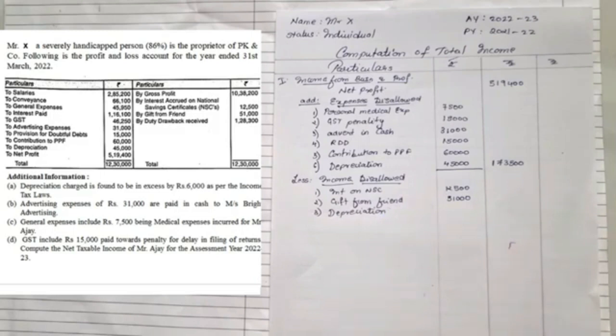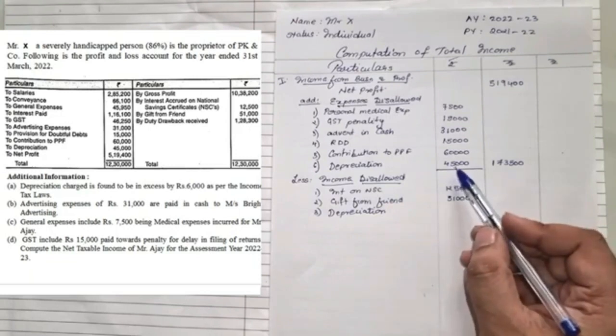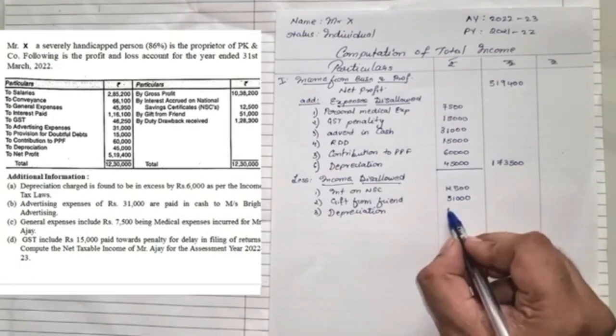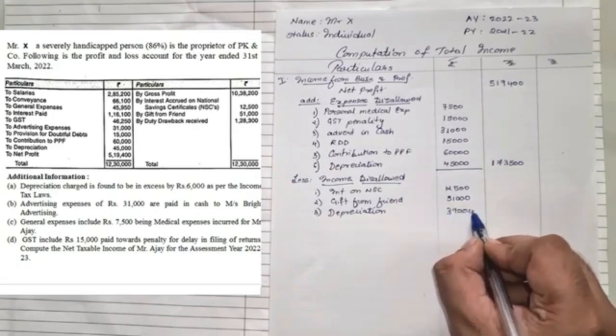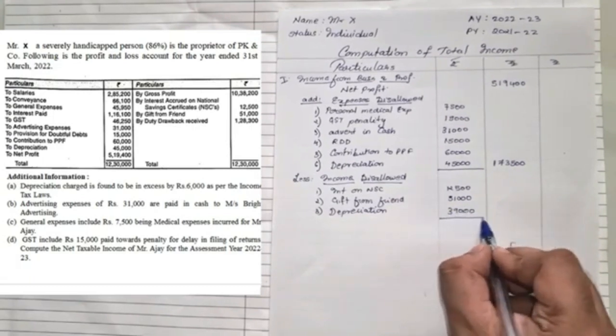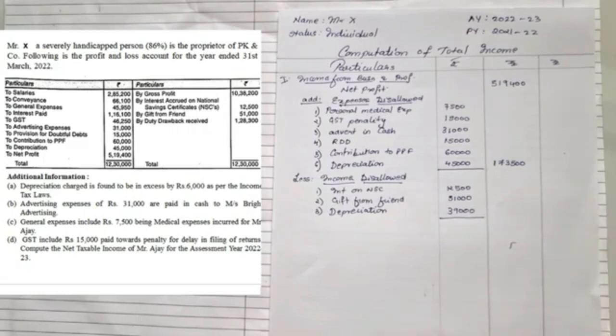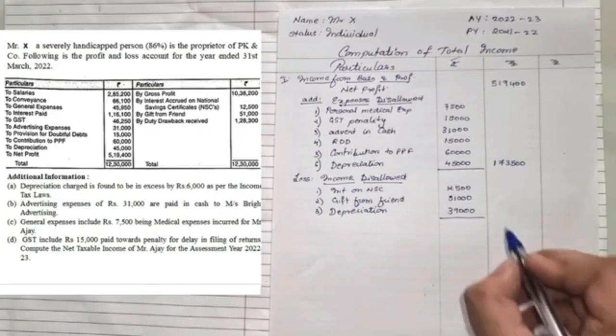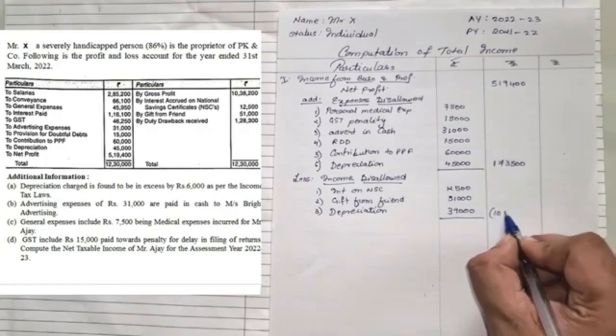Okay, that will also be less. Now depreciation charge is found to be in excess of 6,000. 6,000 is extra. We have already noted 45, which is 6,000 extra, so we'll remove that out. So the value becomes 39,000. Okay, that's it. No other incomes are given to us. So income and depreciation together, 12,500 plus 51,000 plus 39,000, which comes to 1,02,500, but negative.